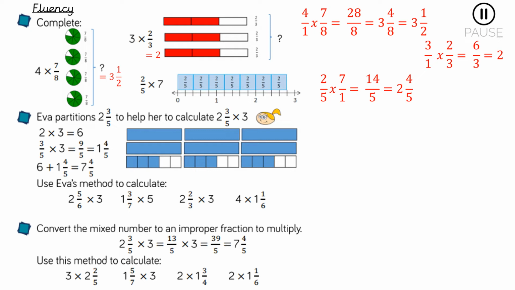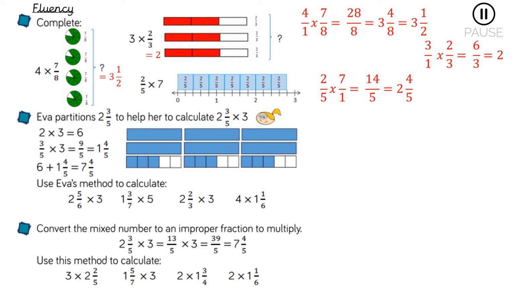Now for this one, we've got a mixed number and we're multiplying it by a whole number. It says Eva partitioned her mixed number to help her to calculate it. So she partitioned 2 3/5 into the whole number first. So she did 2 times 3, which was 6.